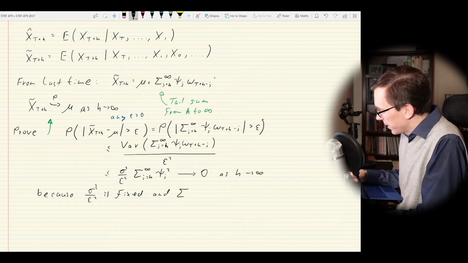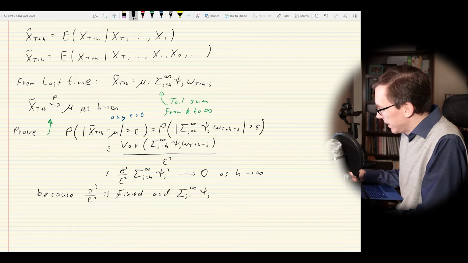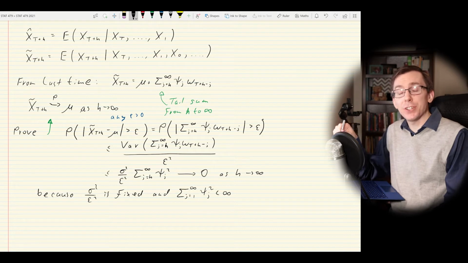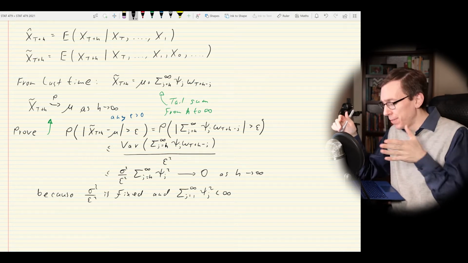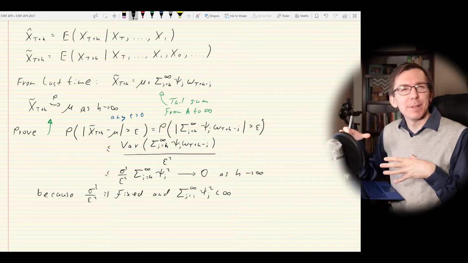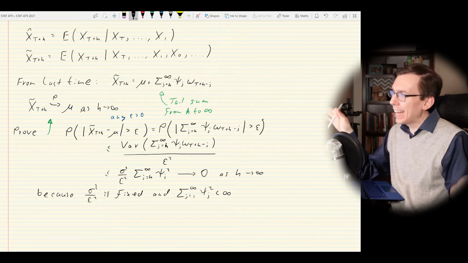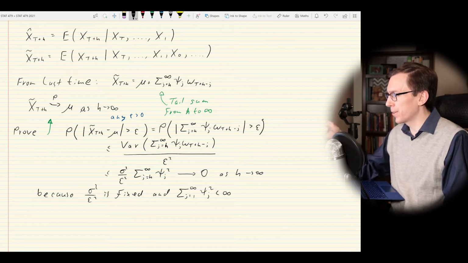And the summation from 1 to infinity of psi j squared is finite. If an infinite summation is finite, that means the tail sum has to go to 0 as you take h to infinity. So that is where we formalize this a little bit better. We don't just say we go to the mean as you try to predict h steps further and further into the future.